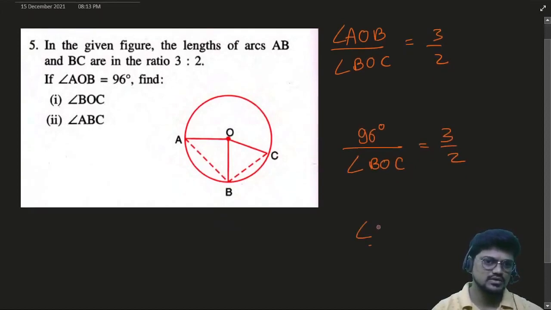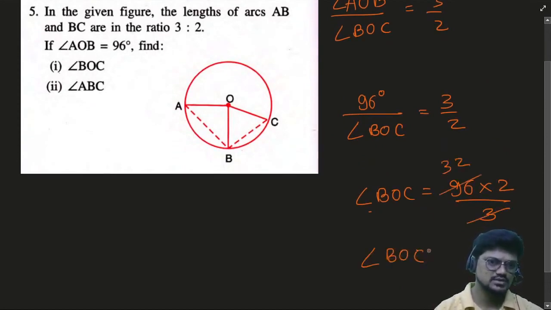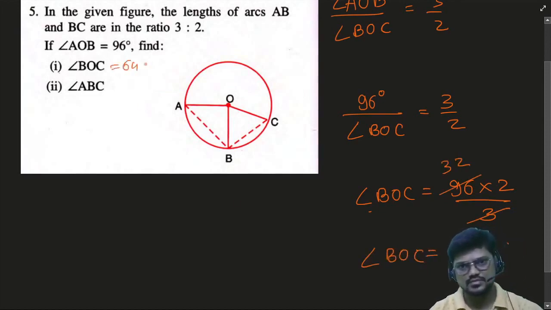Angle BOC, sending in the chat is not required. So it will be 96 into 2 upon 3. Fine. This goes on that side. 3 threes are 9, 2s are 6. So angle BOC is 64 degrees. And what will be angle ABC?